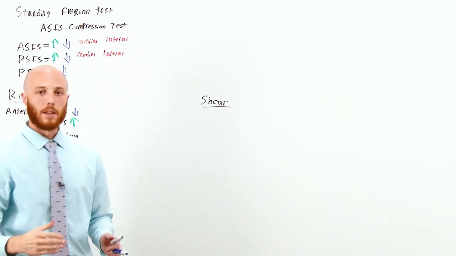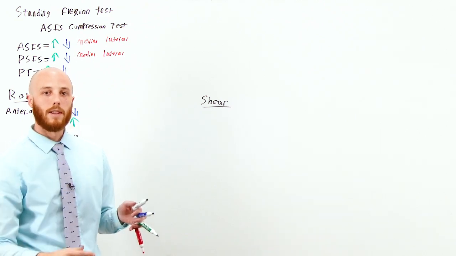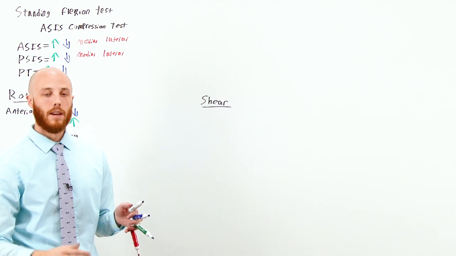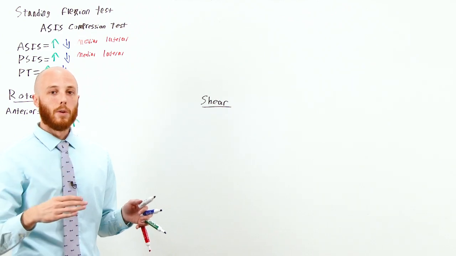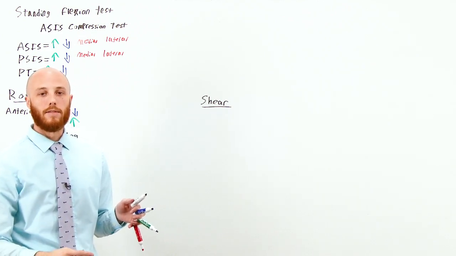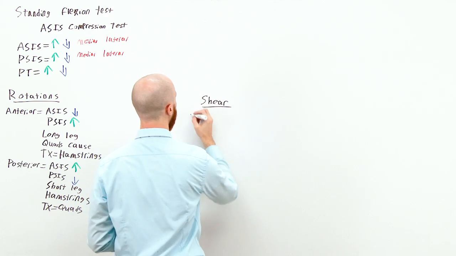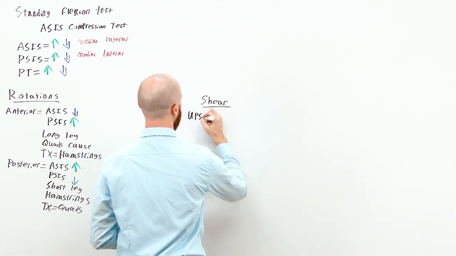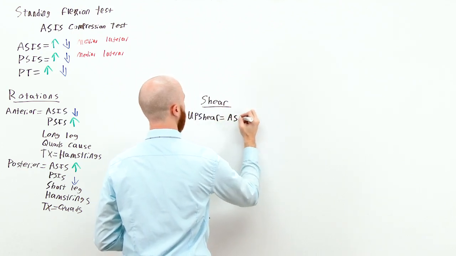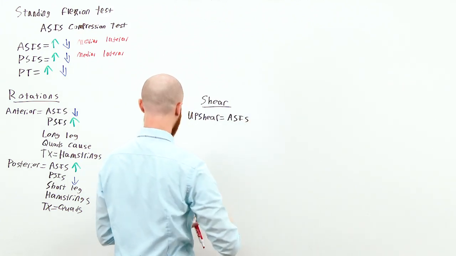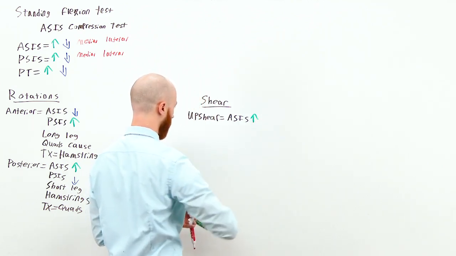Now a shear is basically where one of the innominates is located either superiorly or inferiorly compared to the other side. So you can have a superior shear or an up shear, or you can have a down shear or an inferior shear. So what are your findings going to be for this? So for an up shear, you're going to have an ASIS that is superior on the side of the standing flexion test.